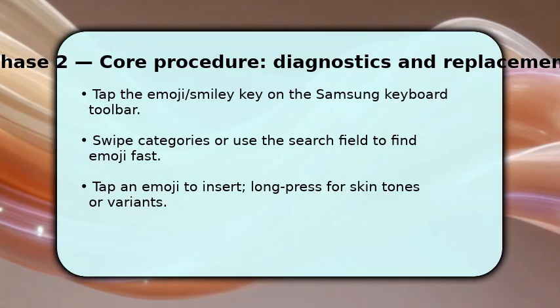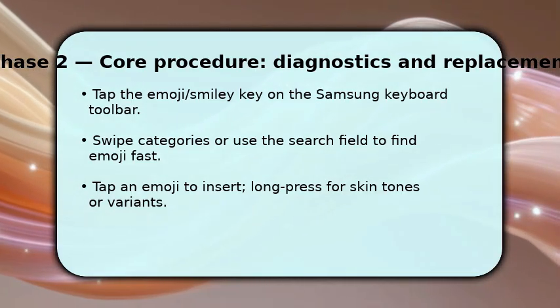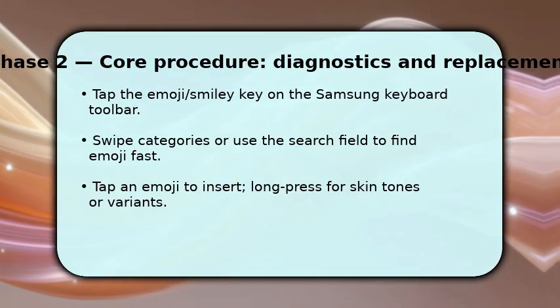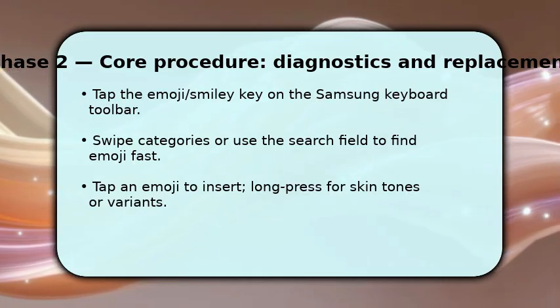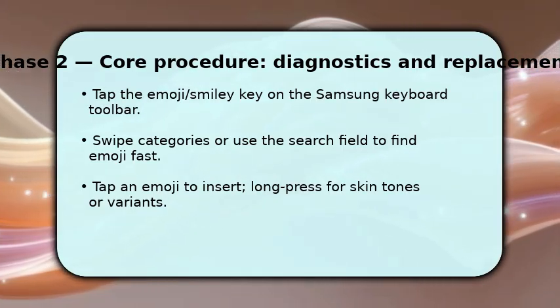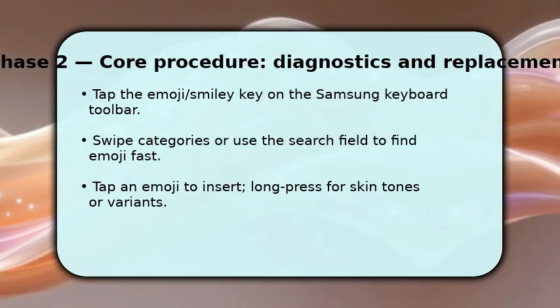Now you'll insert emoji into any app. Open a messaging app and bring up the Samsung keyboard. Tap the emoji or smiley key on the toolbar. Once the emoji panel opens, swipe through category tabs or use the search field to type words like heart or smile for quick results. Tap an emoji to insert it into your message.